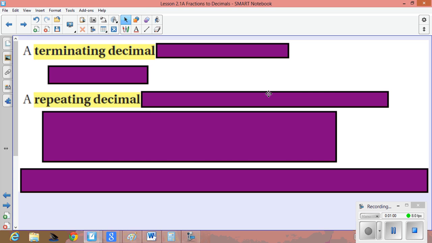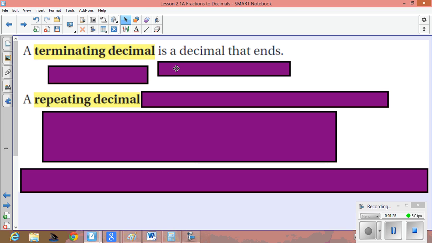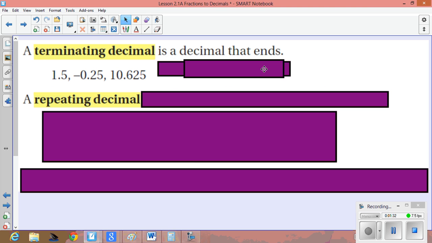Here's some vocabulary I'd like for you to write down, so if you need to, please be sure you pause the video. A terminating decimal. To terminate, any of you who have seen the movie The Terminator, Arnold Schwarzenegger had a goal to end someone's life or to put a stop to. So terminating, not so graphic here in math, means it's a decimal that comes to an end. All right, that decimal stops. And here are some examples of terminating decimals.